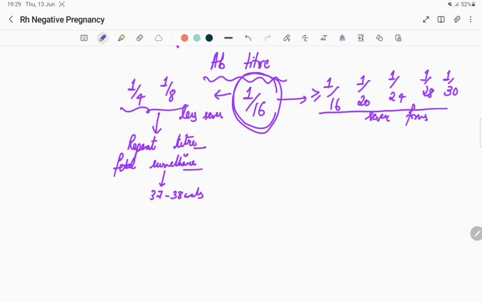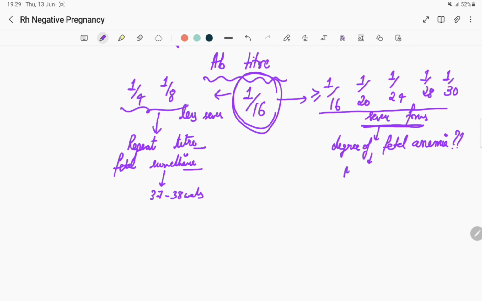I'll carry on the pregnancy. Now, see if it has crossed the 1:16 value or my critical cutoff, then what do I do? Yes, I understand that it's a severe form of anemia. What do I do? I will see how severe the anemia is, right? So I will check for the degree of fetal anemia. How do I check for the degree of fetal anemia? How am I going to check?